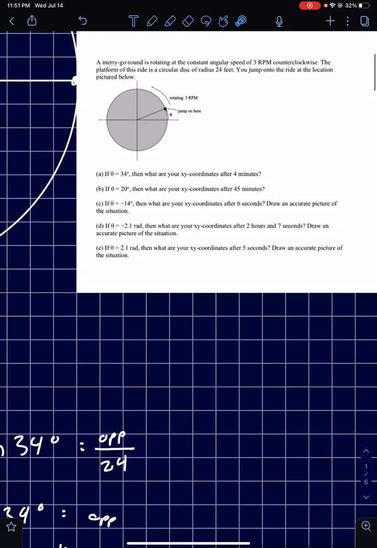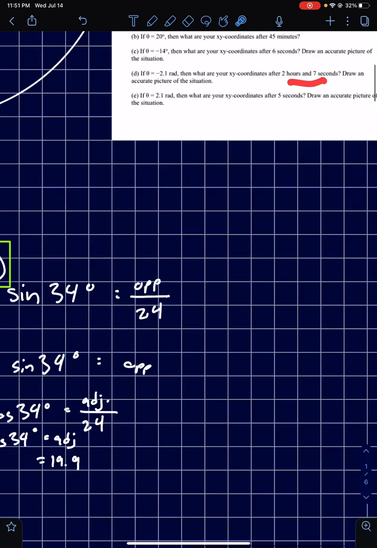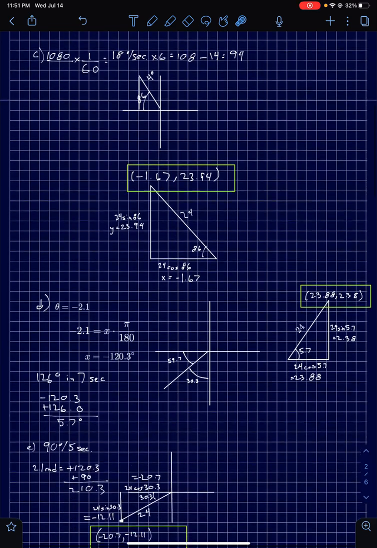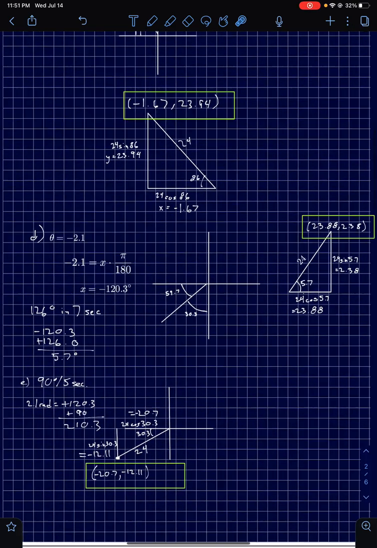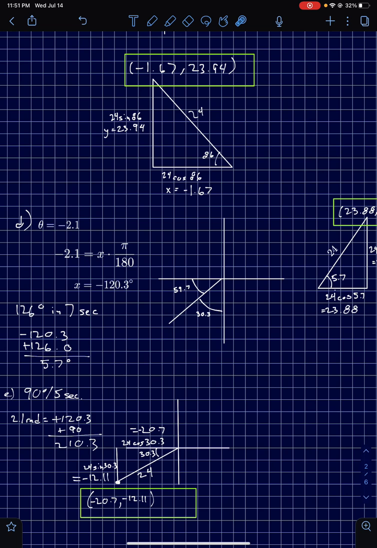For part D, similar, except now theta is negative 2.1 radians, and it asks us to find the XY coordinates after 2 hours and 7 minutes. So first, I like to figure out where negative 2.1 radians is in degrees. It's negative 120.3. Then you figure out how far he's traveled in 7 seconds, since every minute before that is just going to land him at the same spot.